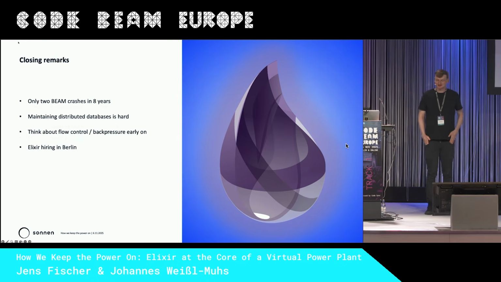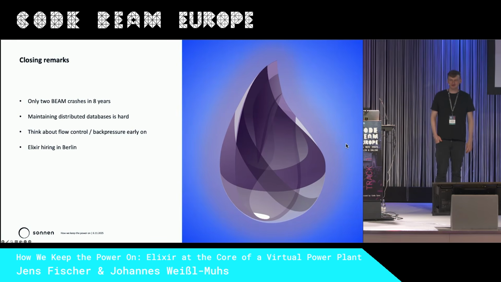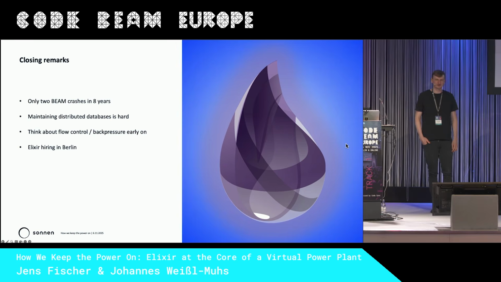Some closing remarks. We had in 8 years only 2 beam crashes. That's good. One was connected to a NIF in a crypto library that Phoenix used, so that was a fixed bug. And one we had a few months ago, it happened and never appeared again. I reported it upstream, and I talked to Erlang Solutions. I think it's probably a hardware failure. So very stable, very, very satisfied with the beam.